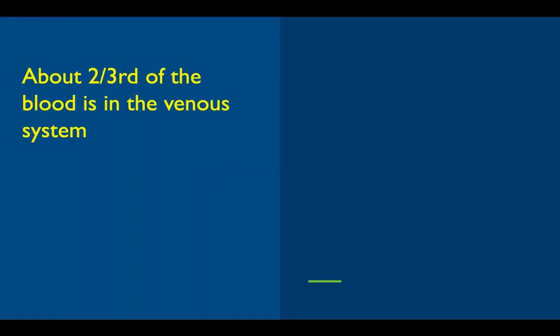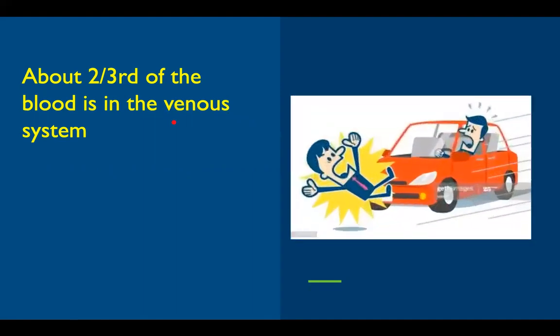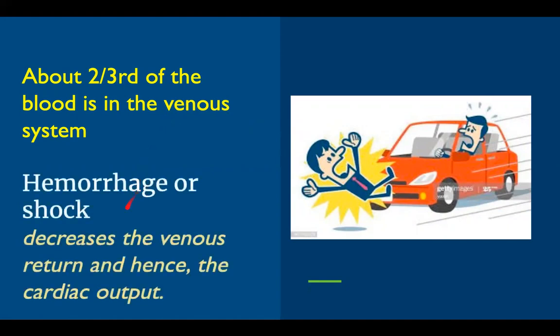Please remember, about 2/3 of the blood is in the venous system. Hence, they are known as the capacitance vessels. But if there is, say, a road traffic accident and there is hemorrhage or shock, this will decrease the total blood volume and it will decrease the venous return and hence the cardiac output.